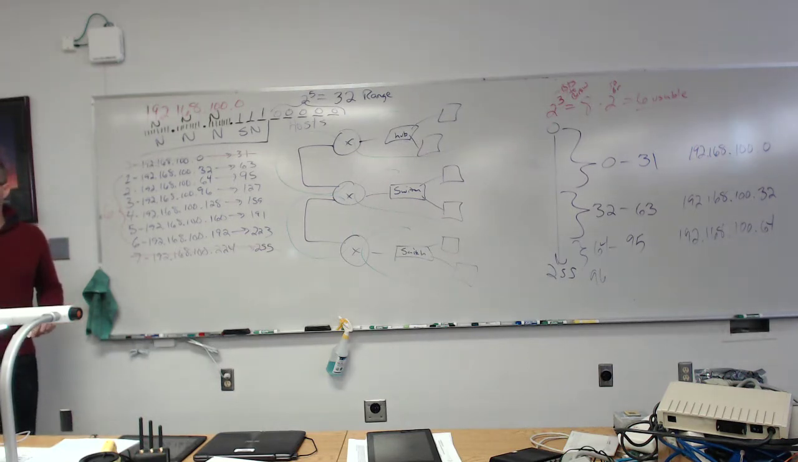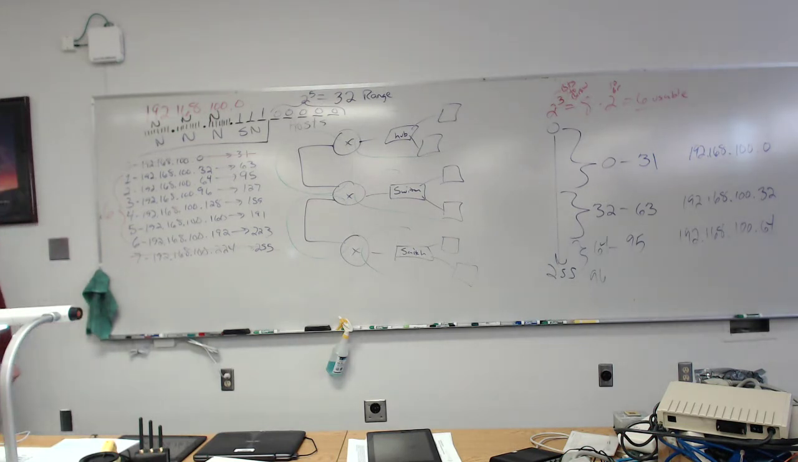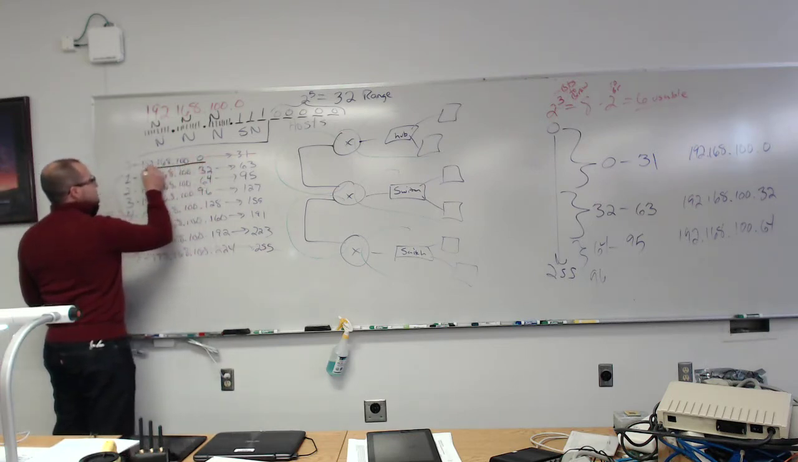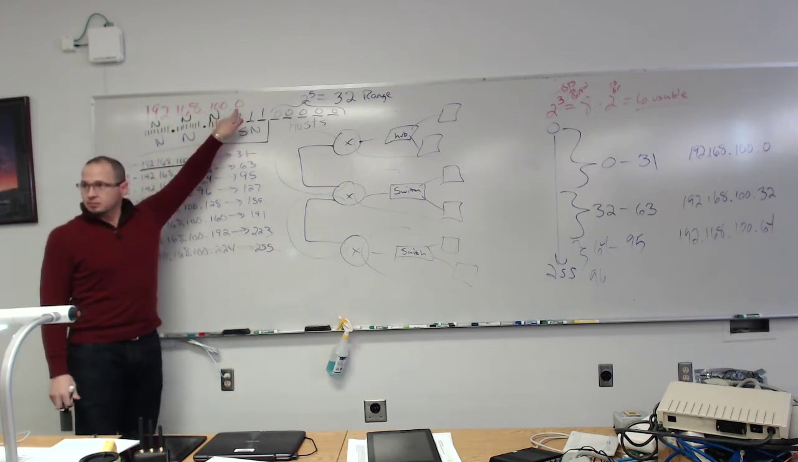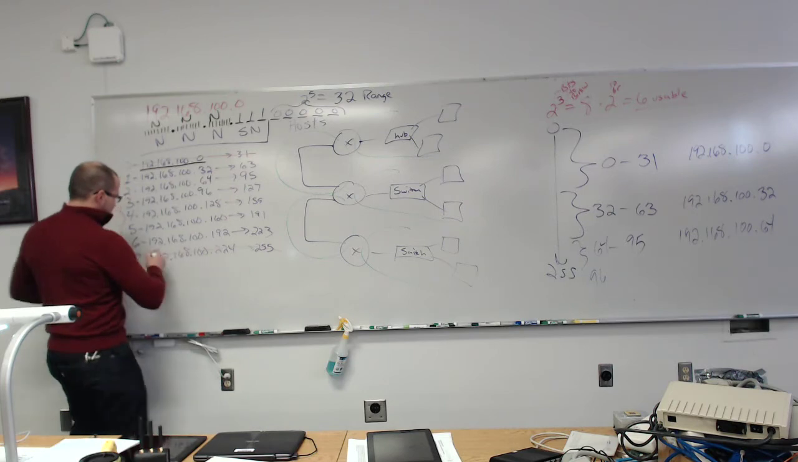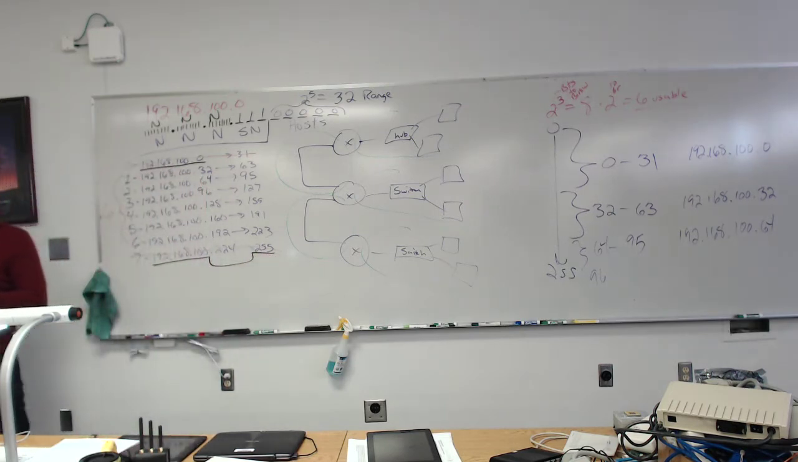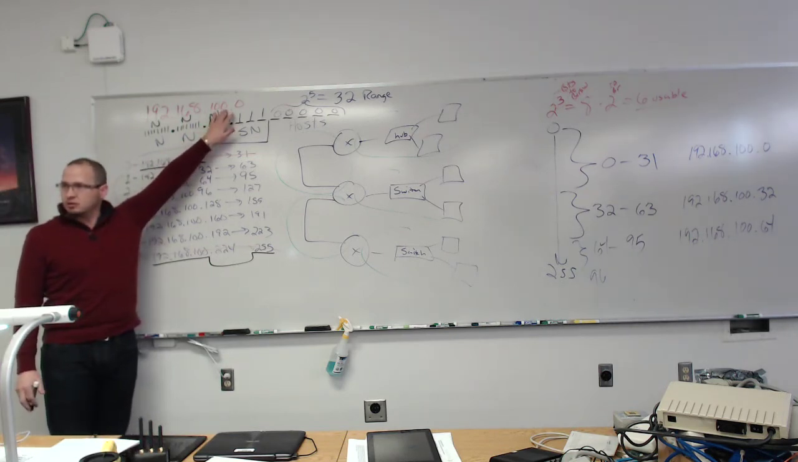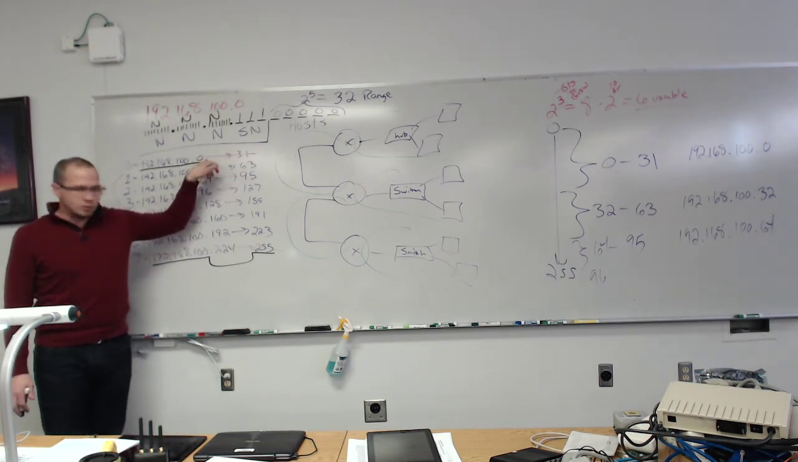So, I forget, what again is the reason why we can't use the first and the last? That's the broadcast and identification, right? Because 192.168.100.0 is the original network ID, and 192.168.100.255 is the original broadcast ID of our original network that we're using. And because those numbers exist in here, we can't use them.